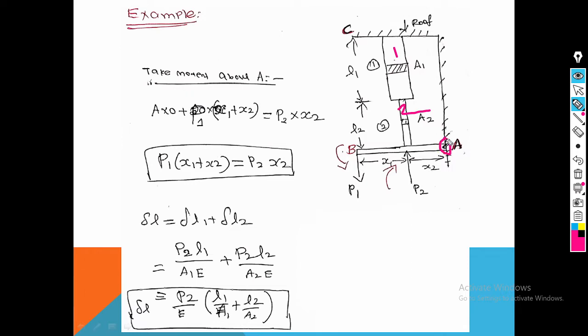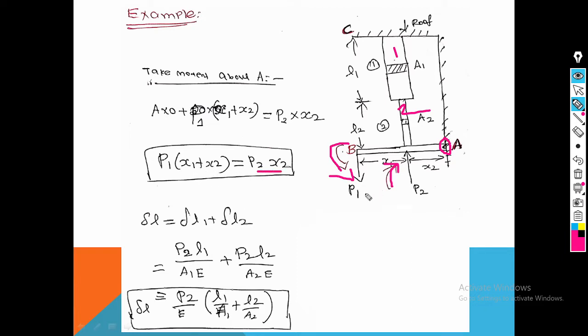This is point A. At point A the moment is 0. P1 is in the anti-clockwise direction, so positive: P1 into (x1 plus x2), the perpendicular distance being x1 plus x2. It equals the clockwise moment P2 into x2. So P1 (x1 + x2) = P2 x2.